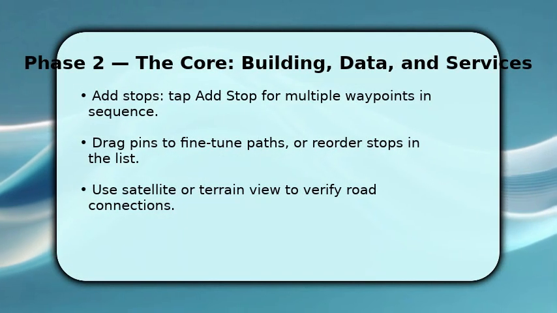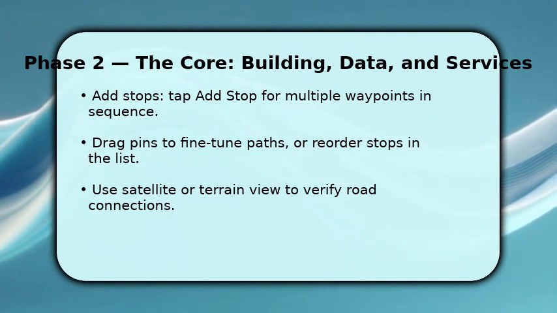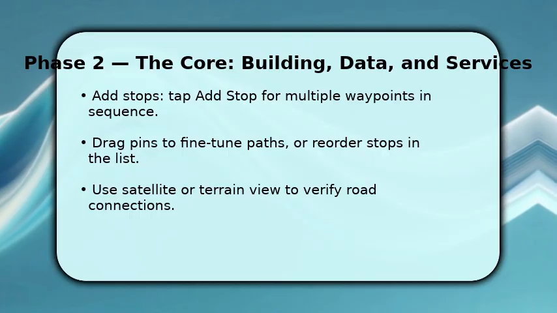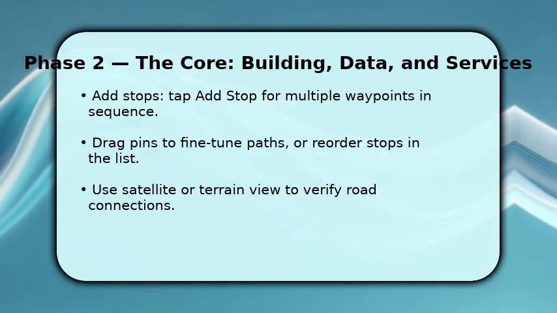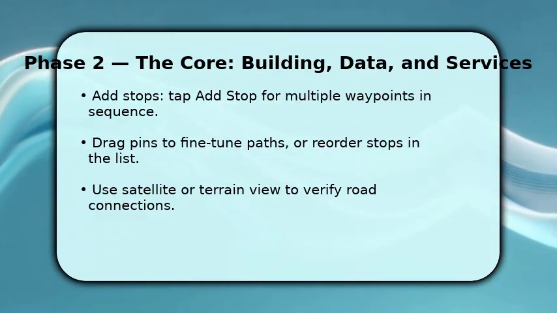Next, you add and refine the middle of your journey by inserting multiple stops. Tap Add Stop for each location you want. Once stops exist, reorder them in the list to control sequence.